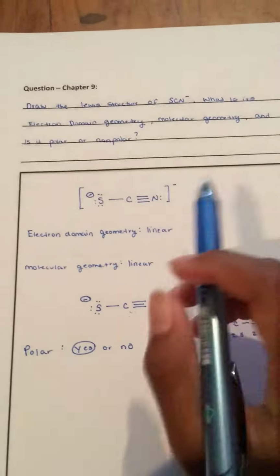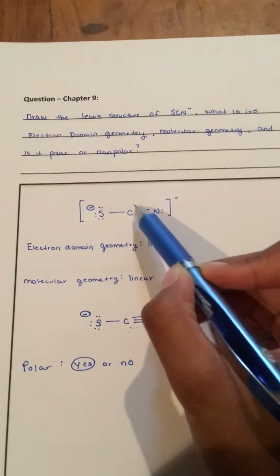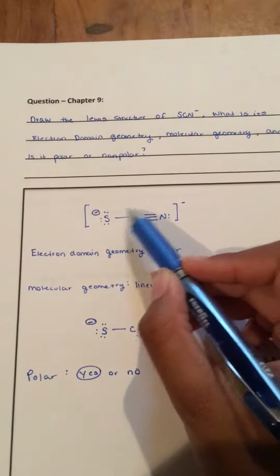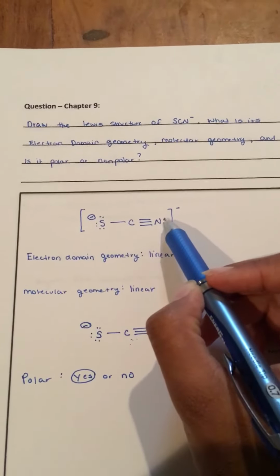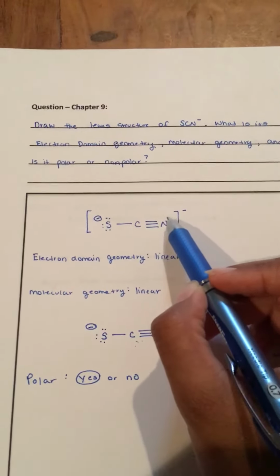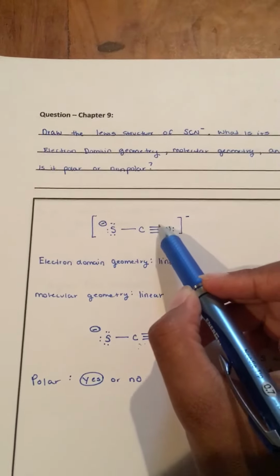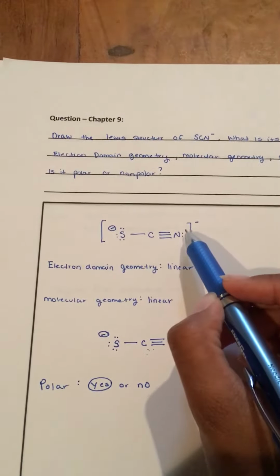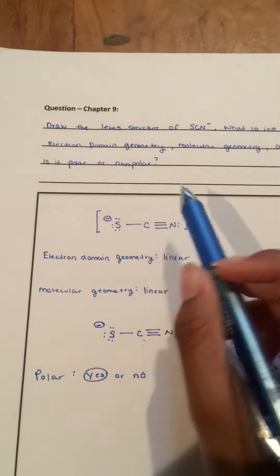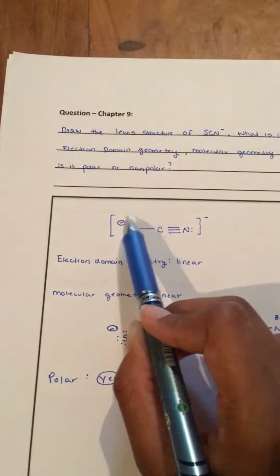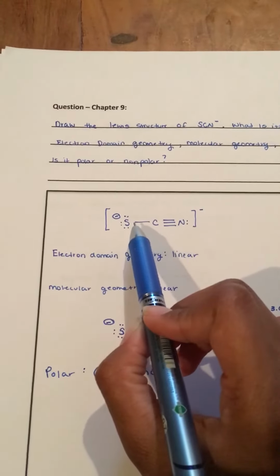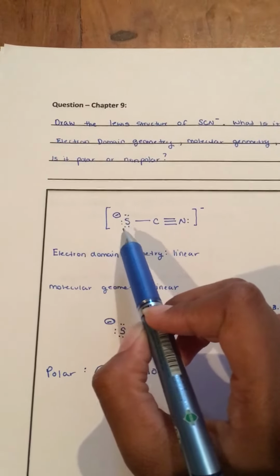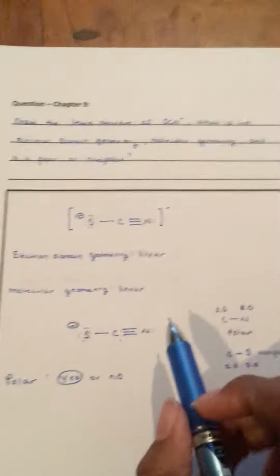So for the Lewis structure, the carbon is a central atom because it prefers to have 4 bonds. And then the nitrogen is neutral in that it prefers to have 3 bonds, and it has 5 valence electrons. So 1, 2, 3, 4, 5. And then the sulfur is negative, and that's because it has 6 valence electrons, and it has 1, 2, 3, 4, 5, 6, 7. Right.